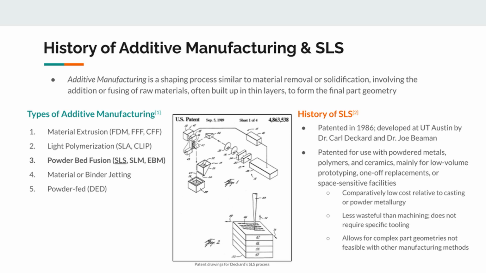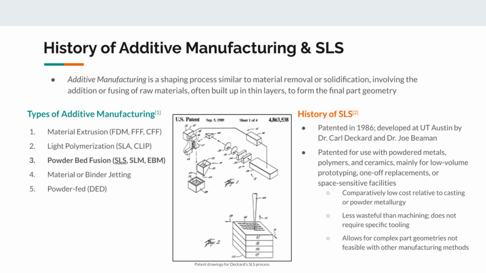And now for the history of SLS in particular. It was first patented in 1986. It was developed at UT Austin by Dr. Carl Deckard and Dr. Joe Beeman. The early SLS machines that they made were originally produced under the name of Desktop Manufacturing Corp, or DTM.